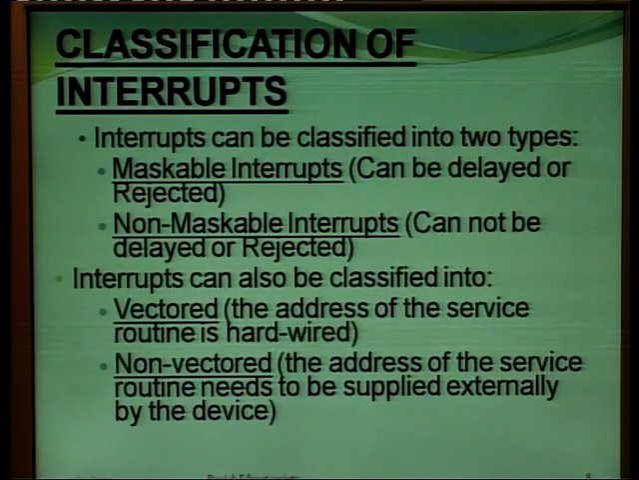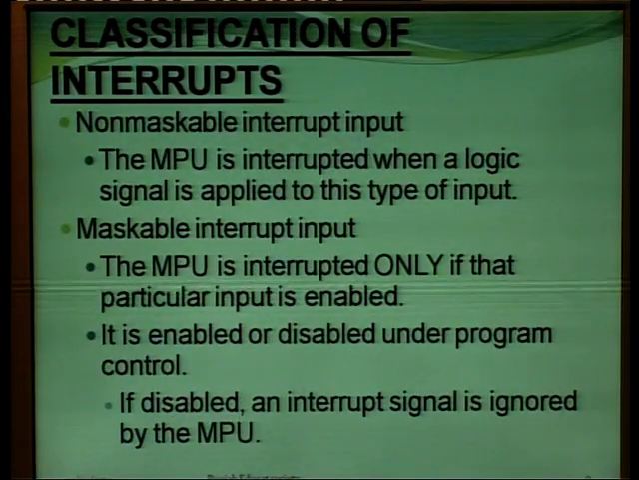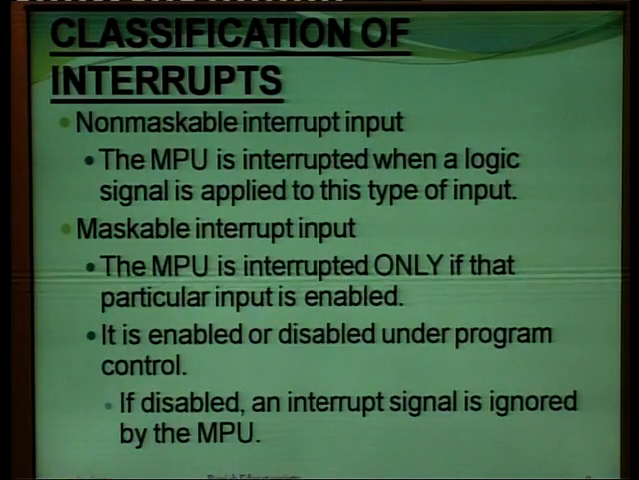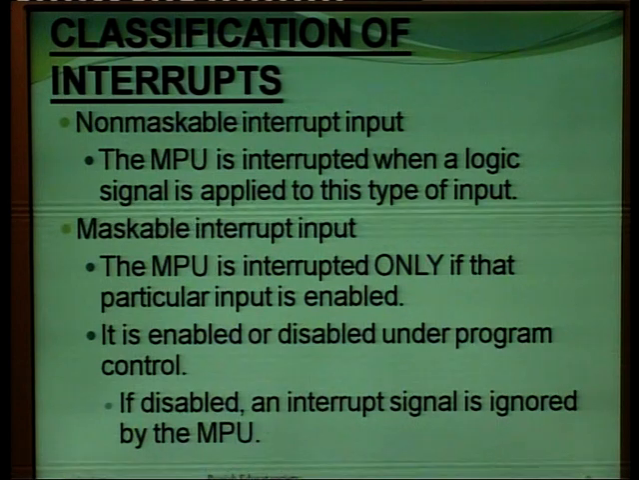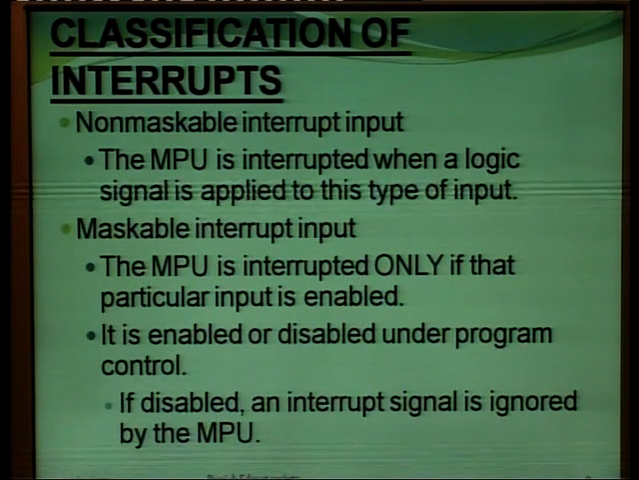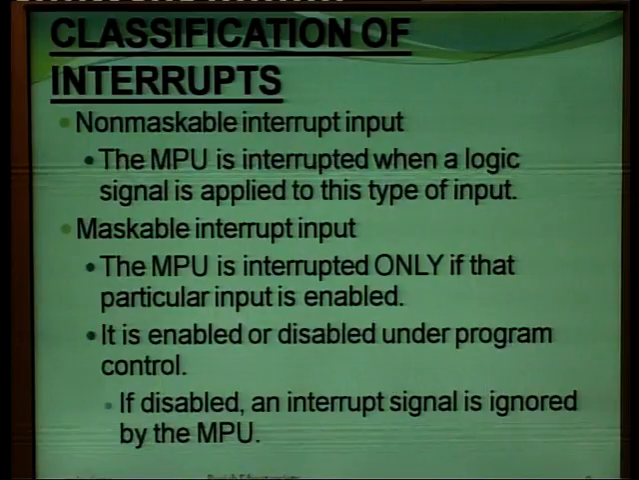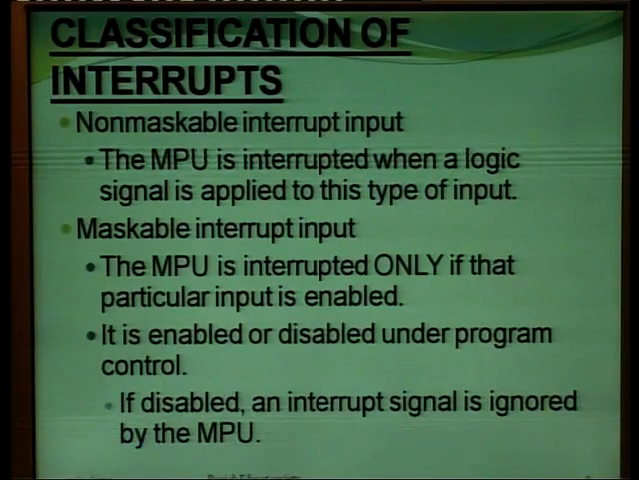First is the maskable and non-maskable, and second one is the vectored and non-vectored interrupts. First of all, non-maskable interrupt input. The microprocessor unit is interrupted when a logic signal is applied to this type of input. So, these non-maskable interrupts are always on interrupts. Whenever an external device interrupts through these lines, microprocessor gets interrupted.